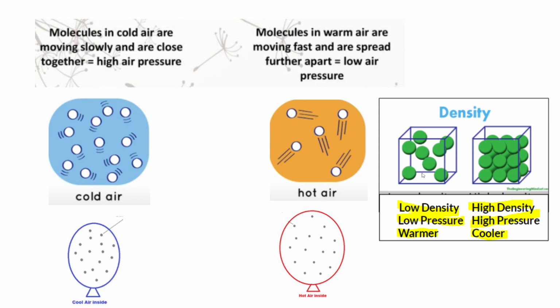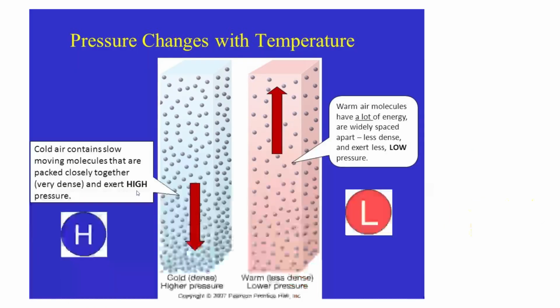When molecules are farther apart, we have low density. They have low pressure, they're not really exerting a lot of force. So warmer air has low density and low pressure. Cooler air, however, has high density because the molecules are closer together, and it also has high pressure because the molecules are putting more pressure against each other to move away. And this is what our atmosphere looks like because of that.